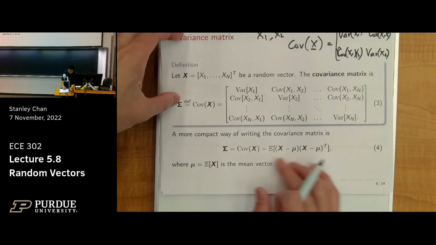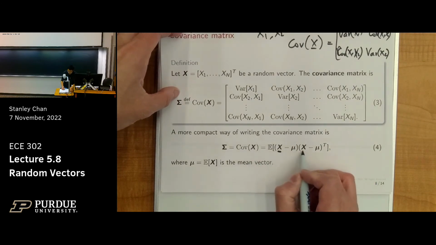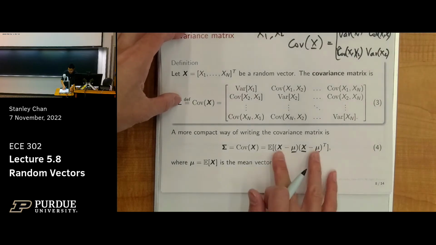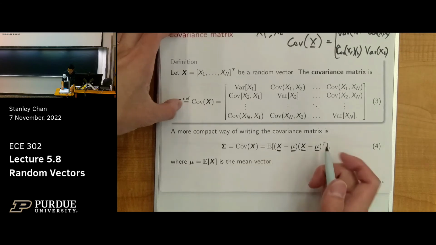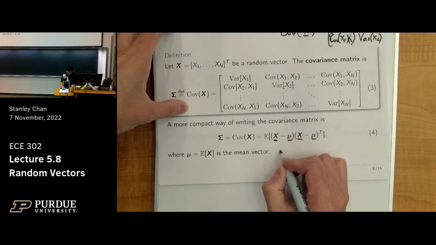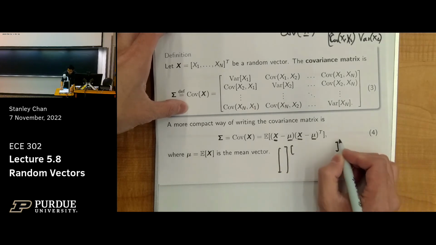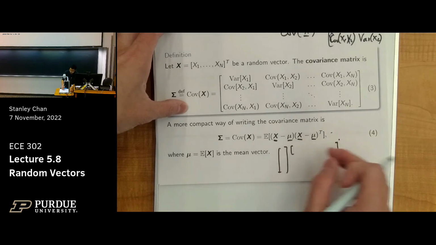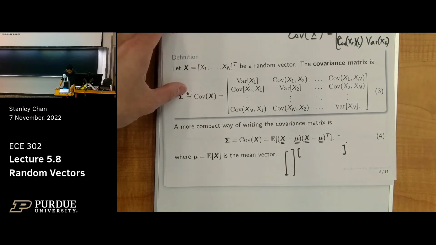The covariance matrix can also be defined according to this formula. It is your random vector x minus your mean vector mu, and then you take this outer product, x minus mu transpose. So here x minus mu will be a column vector. This x minus mu transpose will be a row vector. Then when you take this outer product, you will get a matrix. So this is the meaning of the covariance matrix.